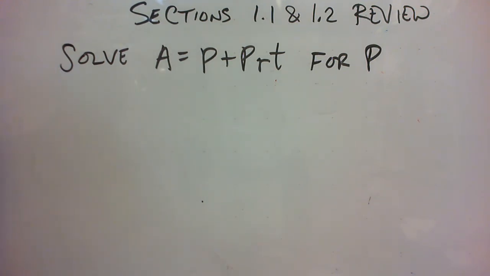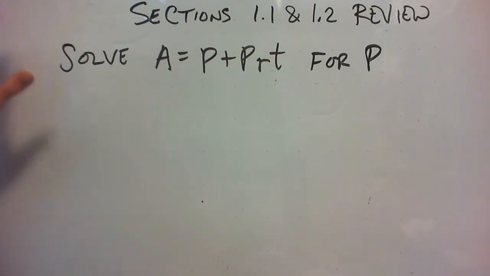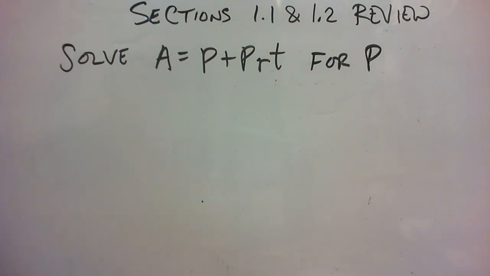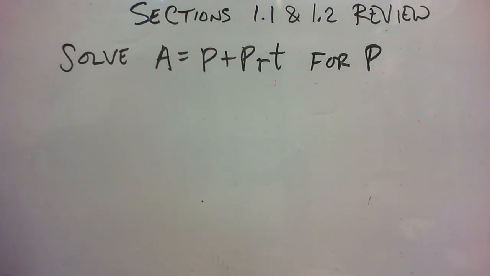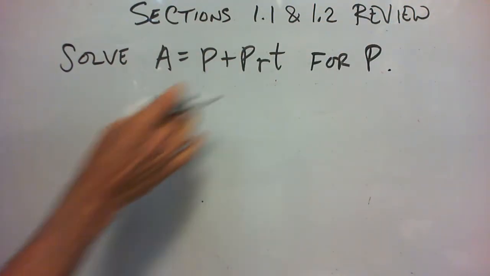Okay, now let's look at some 1.2 review problems. This section deals with solving equations for a variable in terms of other variables. The first equation we're going to solve is A equals P plus PRT for the variable P. This is like the simple interest formula from business. So we want to solve for the variable P.